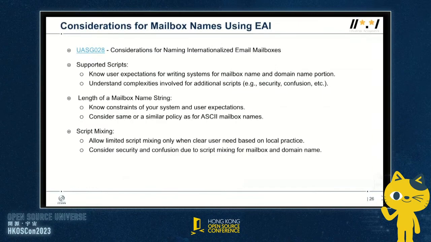Now that we can have mailbox names that are well outside ASCII, we need to think about what names we can have. The document UASG 28 contains some considerations. I'll sum it up. Stick to one script. Don't make it too long. And don't use punctuation from another script. I have seen examples of people mixing Latin hyphens with kanji. I'd rather not do that. Sticking to one script is really important.